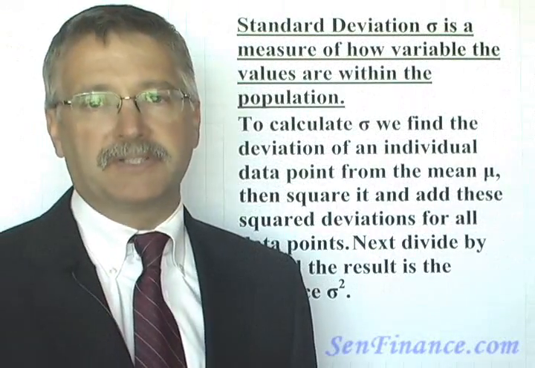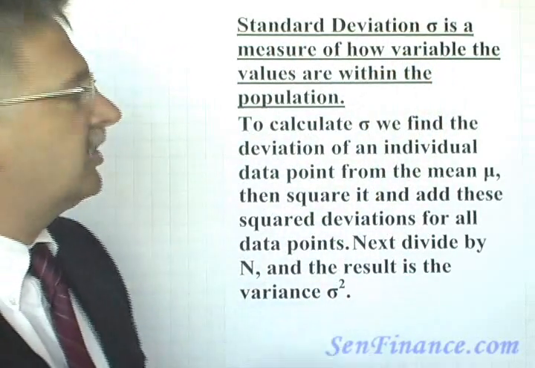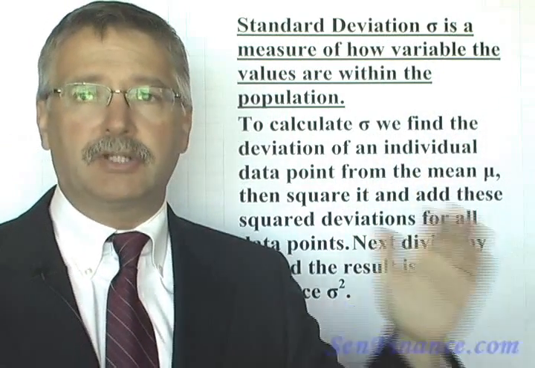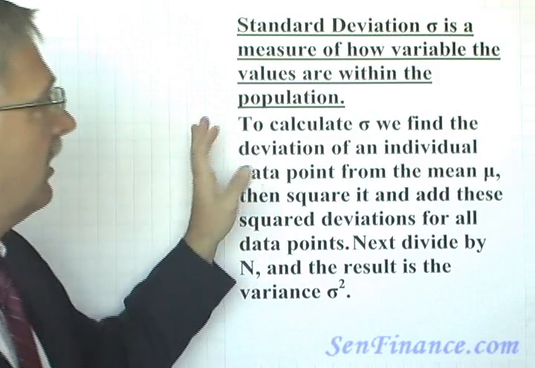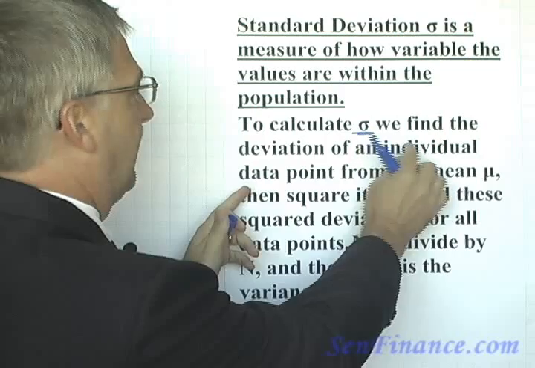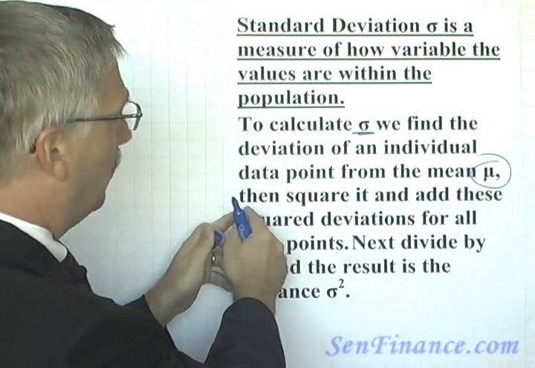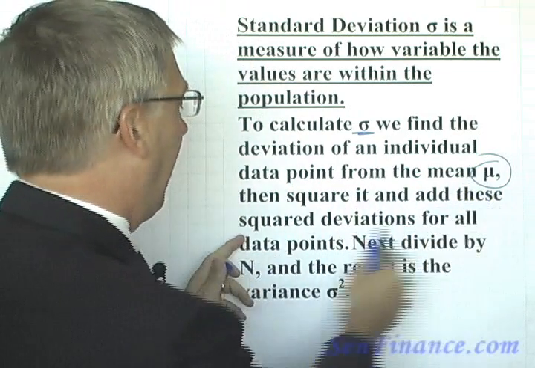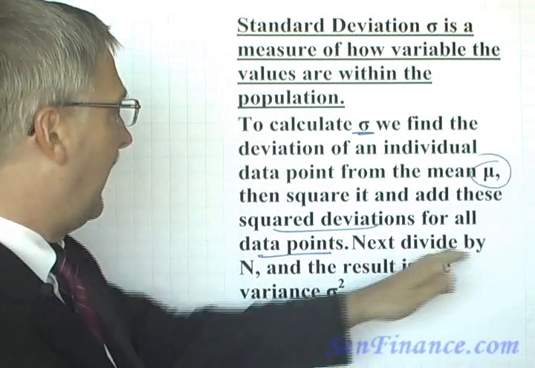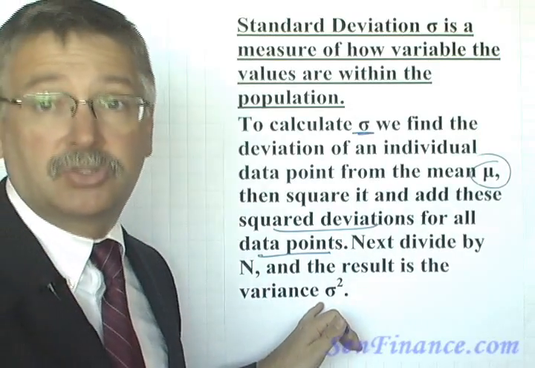The other very important statistical characteristic is known as the standard deviation. It's a measure of how variable the values of a population are. What are the extremes, and how much do they vary from one to another? To calculate the standard deviation, we find the deviation or difference of an individual data point from the mean, nu, and then square it, and then add those squared deviations for all the data points, and then divide by n, and the result is the variance, which is the standard deviation squared.